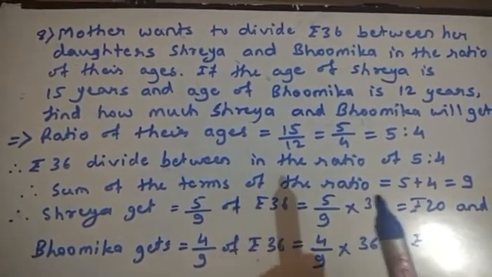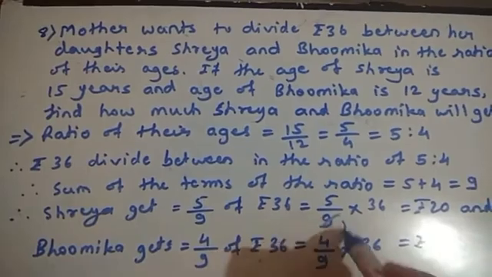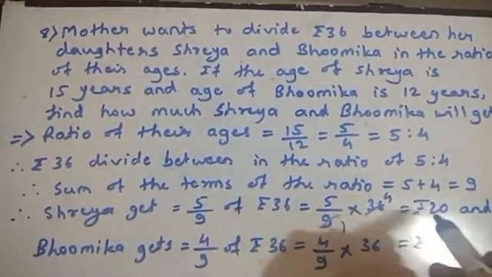Now 9 fours are 36 here. This 9 ones are 9 and 9 fours are 36. Therefore 5 fours are 20 rupees Shreya will get.